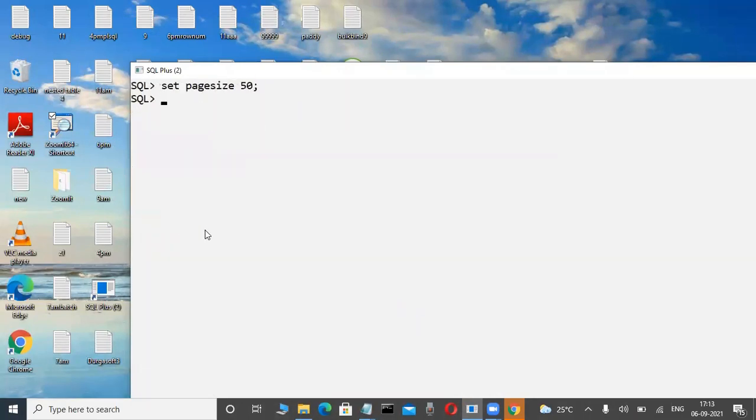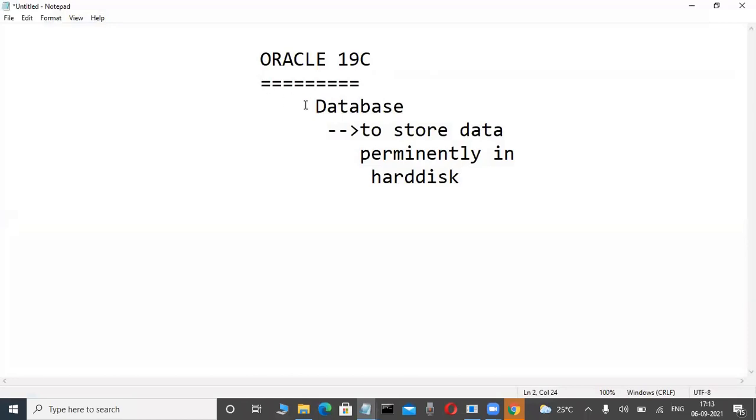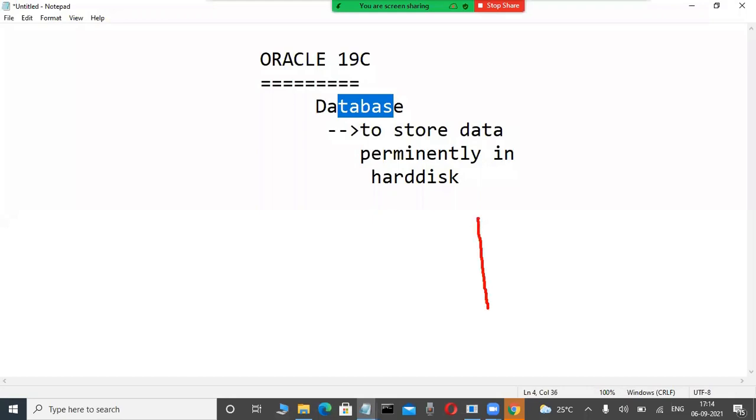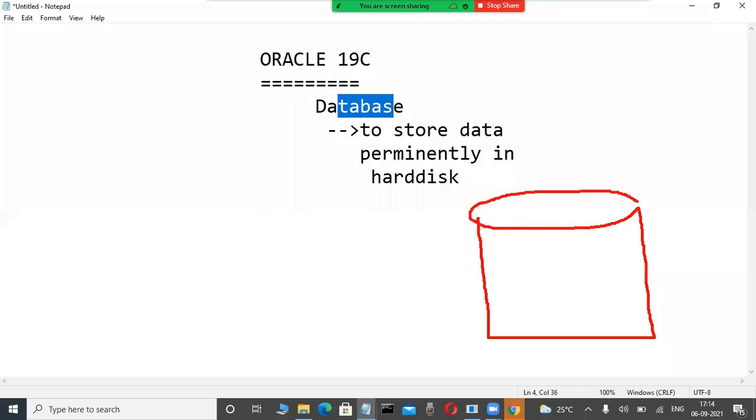Already in previous classes I told you about this: Oracle, SQL Server, DB2, these relational databases. Once we install those softwares, some place is automatically created in the hard disk. These databases store a structured collection of data, not unstructured data. Unstructured data is stored in other types of databases like MongoDB, Neo4j. But relational databases store a structured collection of data.